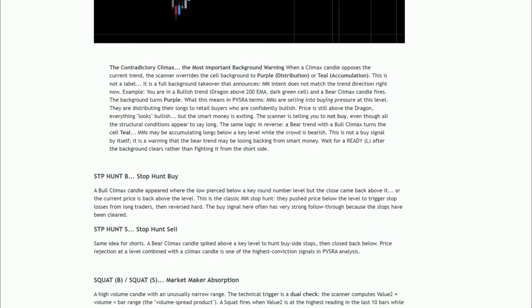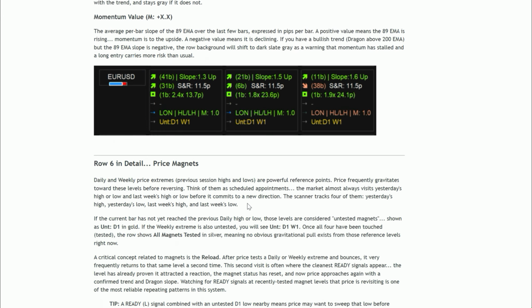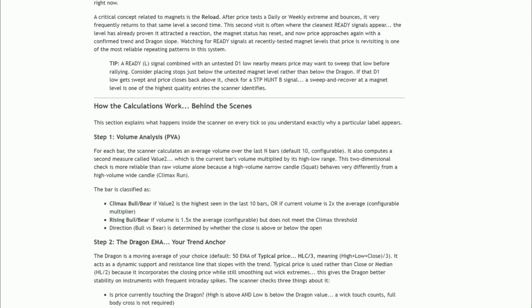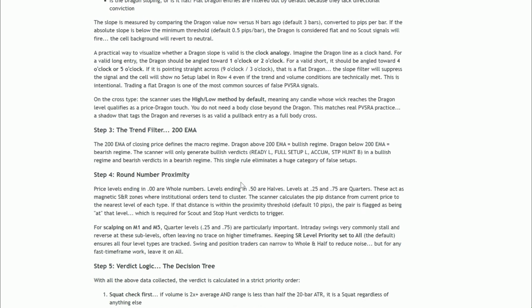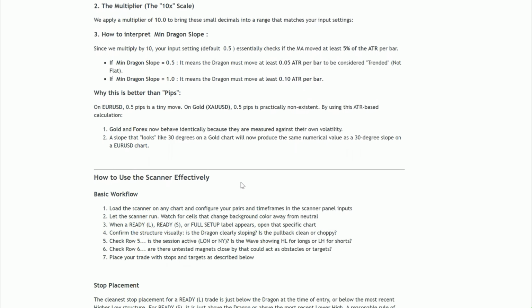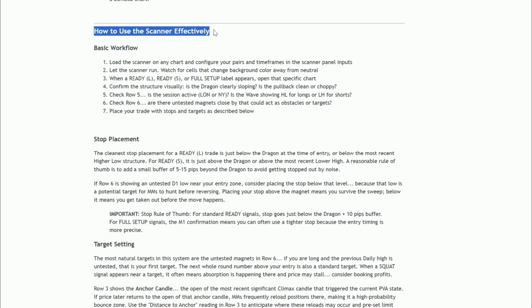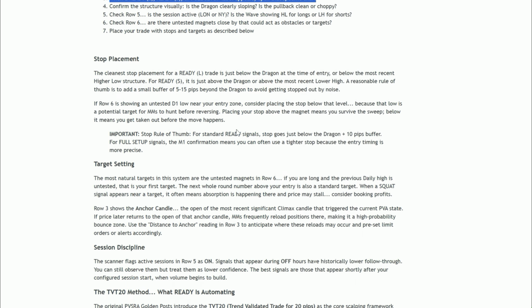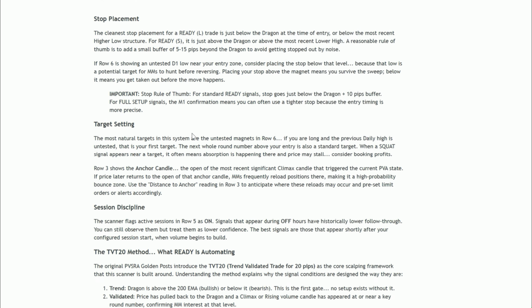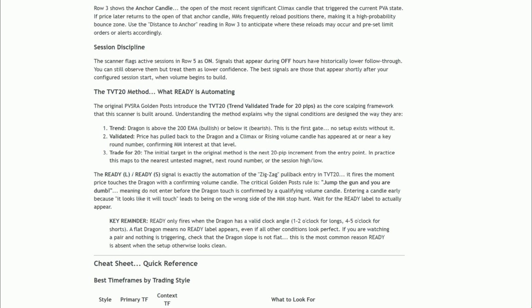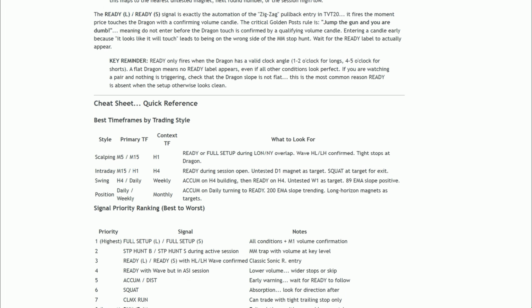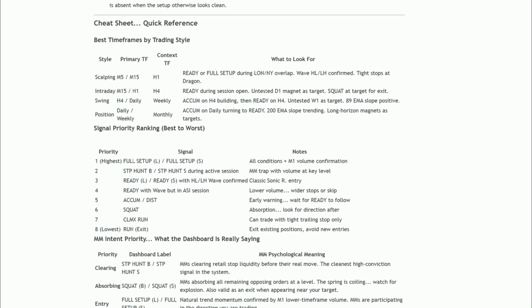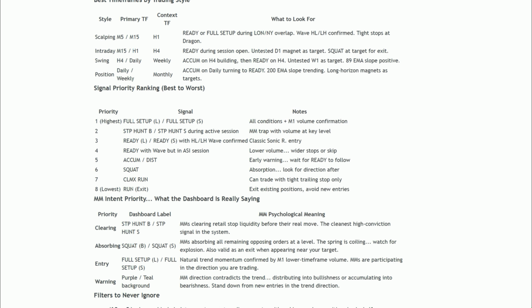After all of this is explained, how the calculations work and how everything works behind the scenes, in the blog post you will also see the best way to use the scanner effectively. It will show you exactly what kinds of labels will appear and exactly where to place your stop losses, what targets you should possibly take, and the different methods for trading the PVSRA. Like if you're scalping, or trading intraday or swing, in that case, you should look for those kinds of signals.